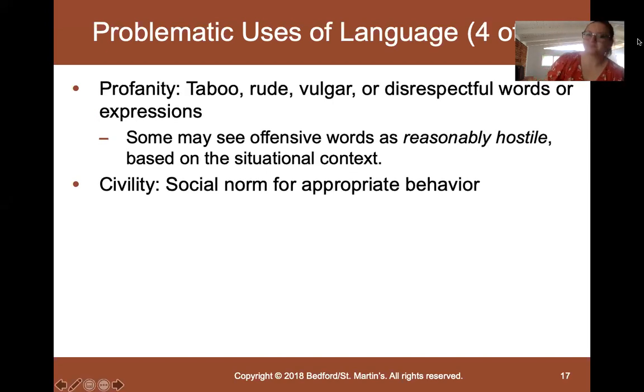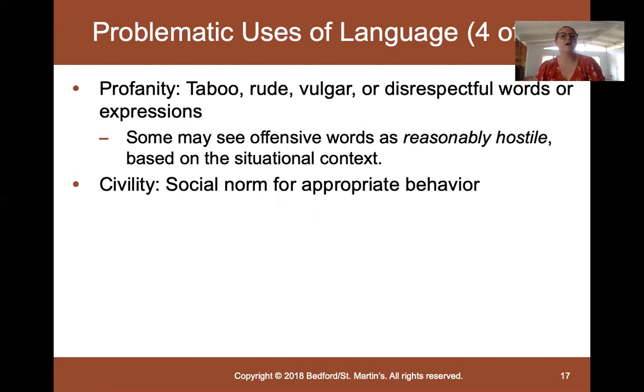Okay, profanity. Profanity is going to be taboo, rude, vulgar, or disrespectful words or expressions. Some may see offensive words as reasonably hostile based on situational context. I don't know, but it also depends on your social circle, right? So I think profanity counts if you say vulgar language in front of somebody who would be offended by it, right? But in front of your friends, profanities probably don't have the same effect as they might around your parents or your family or, I don't know, your teacher, right?